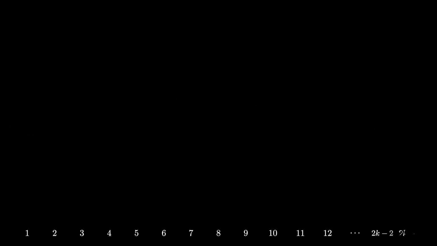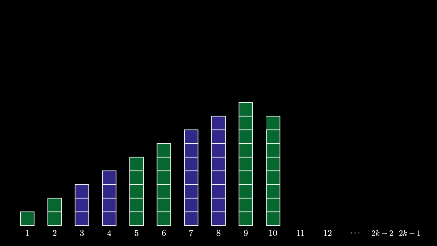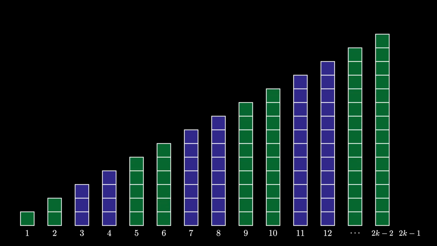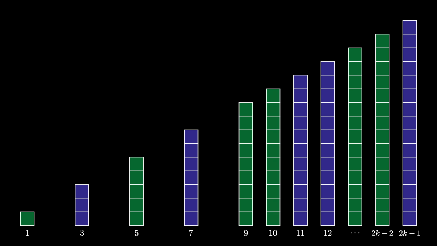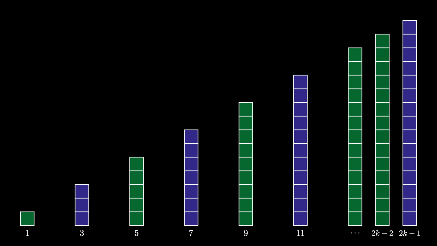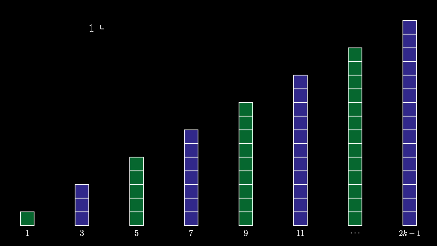A classic visual proof utilizes stacks of squares to represent the integers as pictured here. For this proof, we remove every other stack, leaving us only with the stacks of squares corresponding to the odd integers, 1, 3, 5, 7, and so on, up to 2k-1. The question is, what is the sum of these first k odd integers?